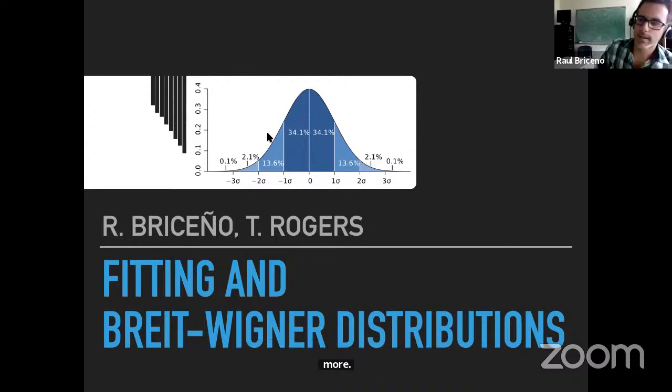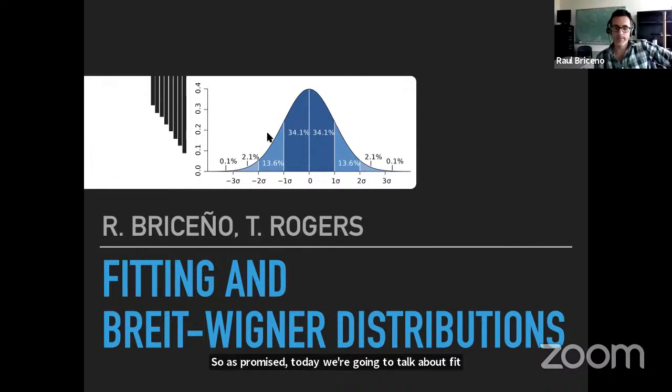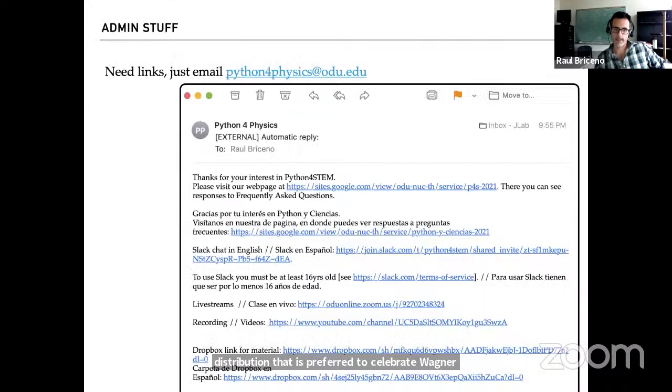So as promised, today we're going to talk about fitting, which is a wonderful way for you to start analyzing your own data. To motivate this, we're going to give you some data that we've generated for you to analyze, and we have some exercises. We decided to use distributions which are not Gaussian, but rather follow a distribution referred to as a Breit-Wigner distribution. So we'll introduce what that means.